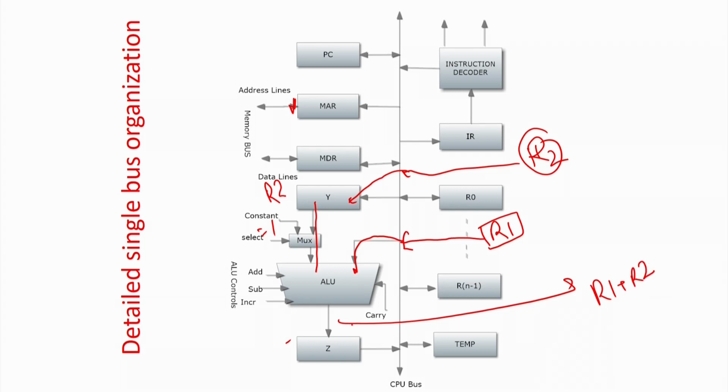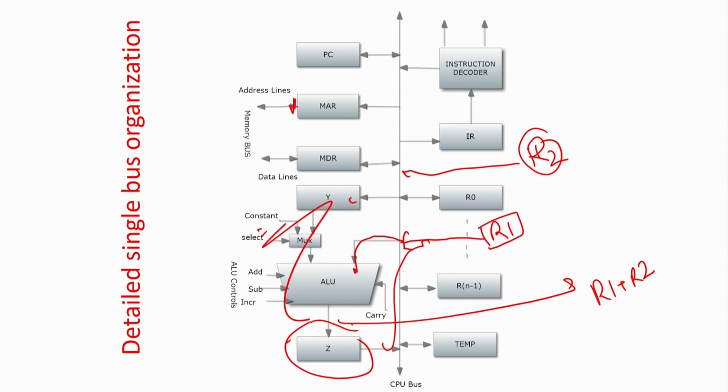I will store the value of R2 to Y first, then next stage I will directly connect R1 to the ALU by the bus, as simple as that. Select will be 1. So, I will have the value of R2 plus R1, which I have to store in a very temporary manner in register Z, and then I will again dump the value of Z to register R1. So, this will be the stage it will go through.